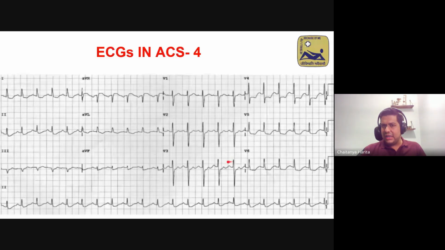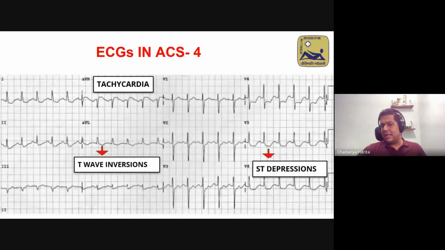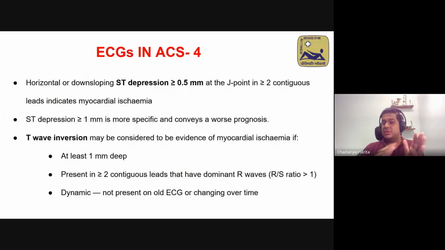You can see very clearly, if I bring your eyes to V4, you can clearly see where my pointer is, the ST depressions. And if you look, there are ST depressions in 1, 2, AVF, V4 to V6. So these are diffuse ST depressions. And if you look at AVL and 1, you can also see the T wave inversions. 1, AVL, and in fact the lateral leads as well, V4 as well, you can see T wave inversions. So you have tachycardia, you have ST depressions, and you have T wave inversions. So when you see this particular situation, your diagnosis is non-ST elevation myocardial infarction.